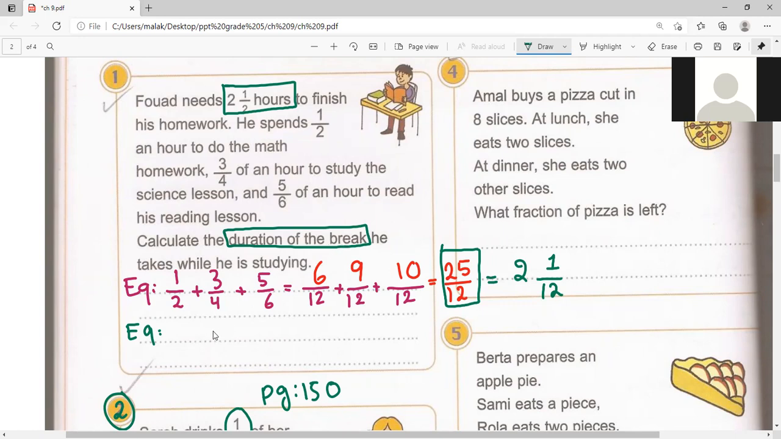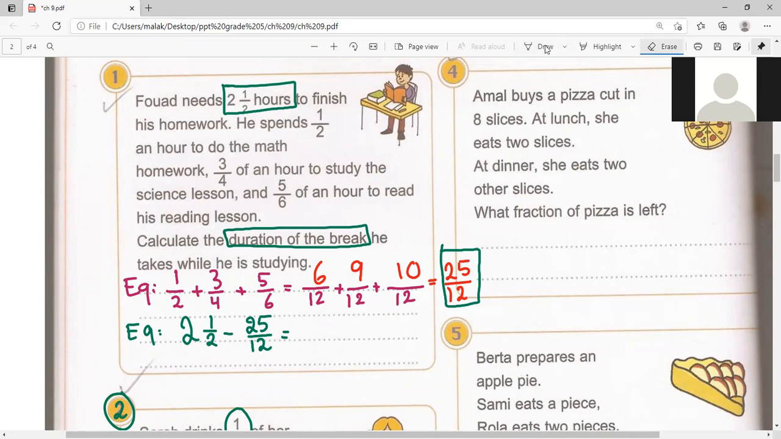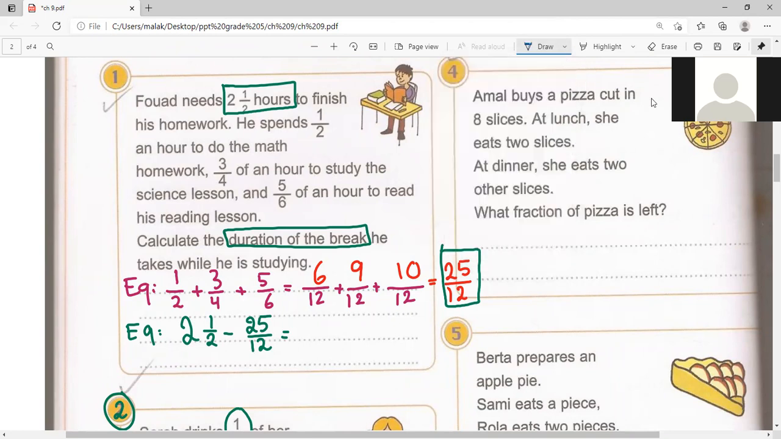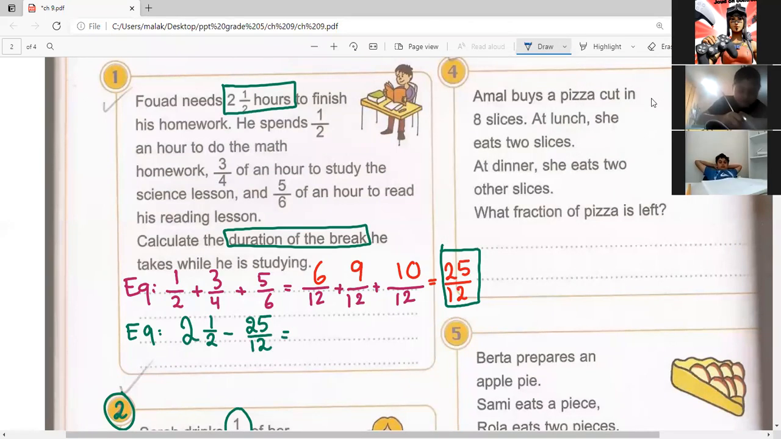Now, the duration of the break he takes while he is studying. You said we have to subtract. Which two numbers do we have to subtract? We subtract 25 over 12 from the total, the mixed number 2 and a half. Do you know why we have to subtract? Because of the remaining time. Exactly, the remaining time is the duration of the break.